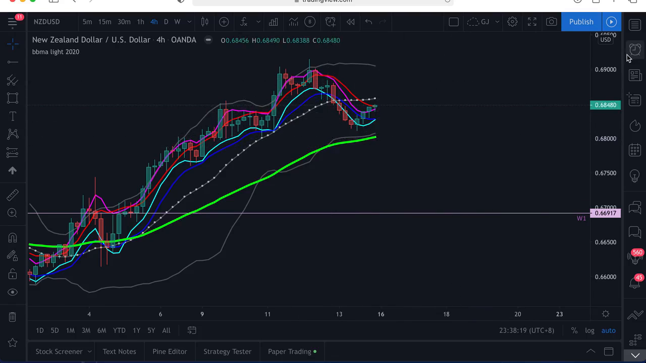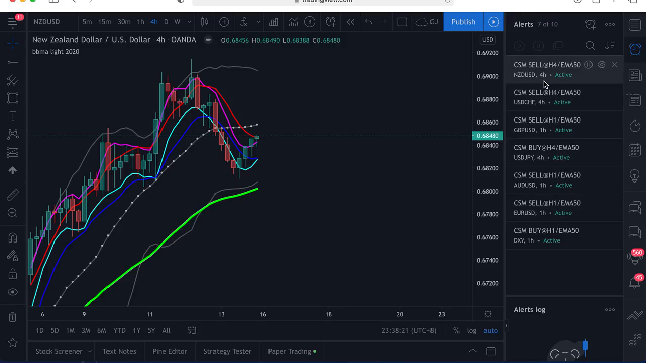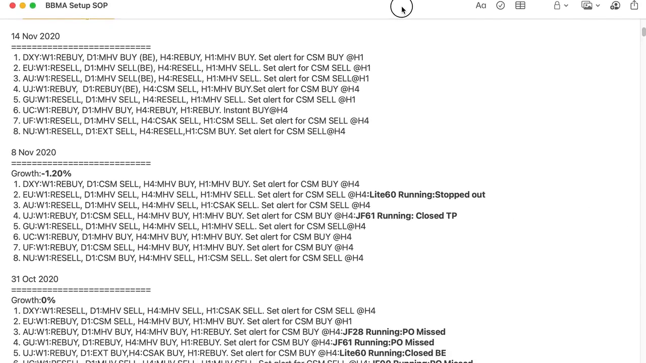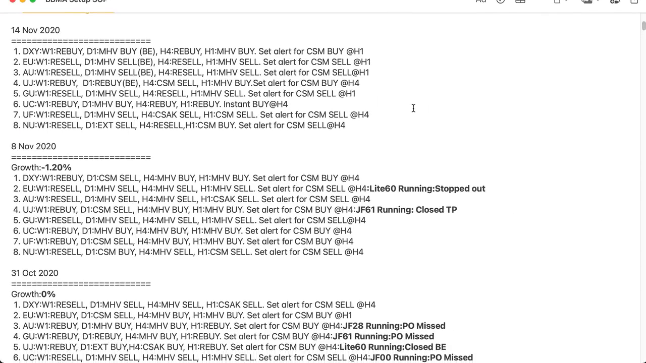Okay, so that's our setup for this week. So we have 1, 2, 3, 4, 5, 6, 7. We have 7 alerts because you can instant buy. These are all the trade setups we're gonna take this week. So only the USD CAD we can instant buy next week.